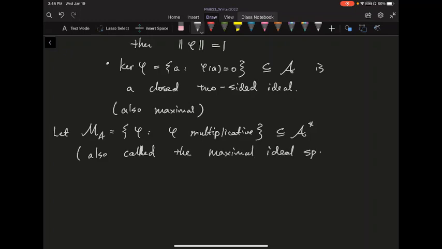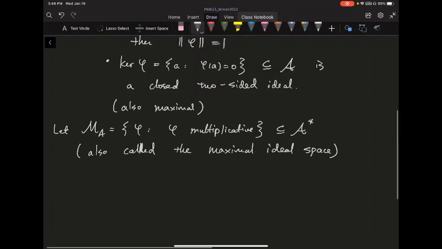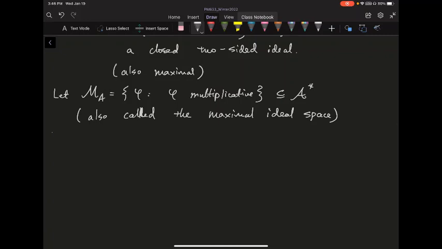All right, so in fact, they're in one-to-one correspondence. Whenever you have a maximal two-sided ideal of A, then you can always find a linear function using some Banach argument. This should be fairly simple. And conversely, whenever you have such a multiplicative functional, this kernel space is also a maximal ideal. So they're sometimes used interchangeably.